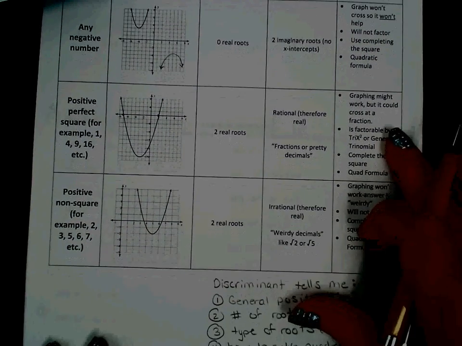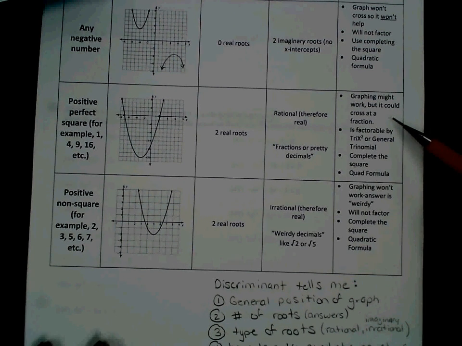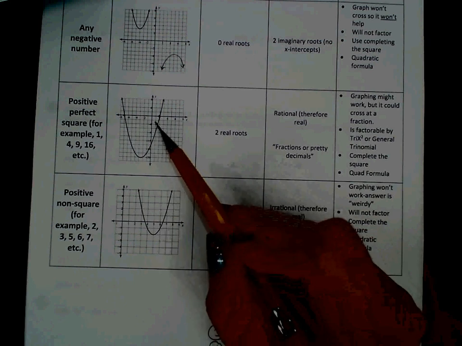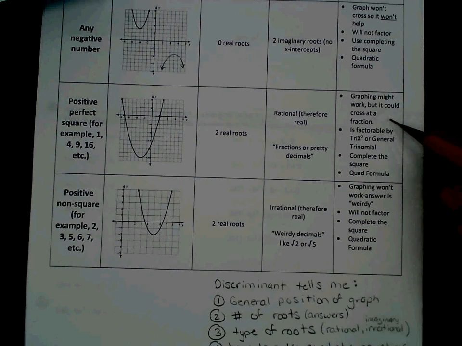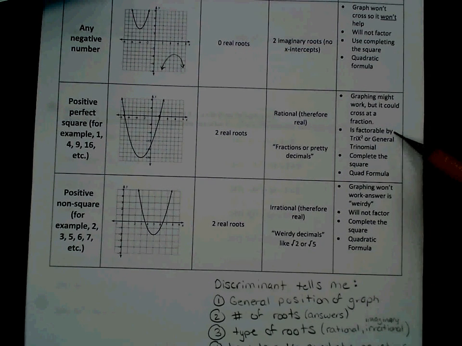Now what about if the discriminant is a positive perfect square, like say for instance 25? Graphing might work, but it could cross at a fractional place that you couldn't find. Now my picture here crosses at neat places, but it might cross at a fraction. If you have a positive perfect square, this thing is factorable by tricks or general trinomial, so you could actually factor it. You can complete the square or you can do the quadratic formula.